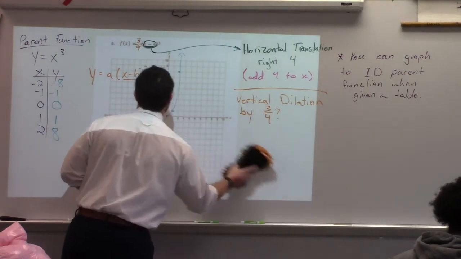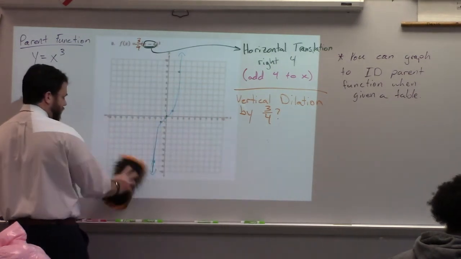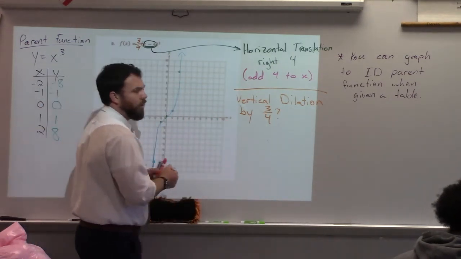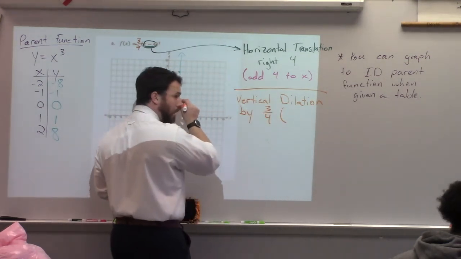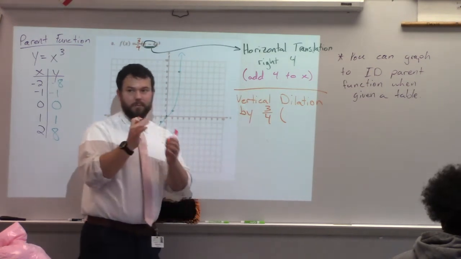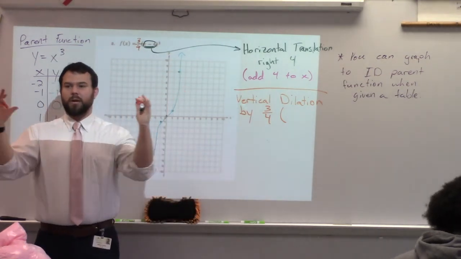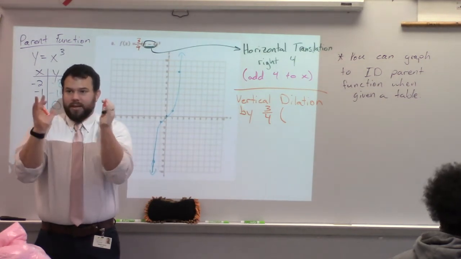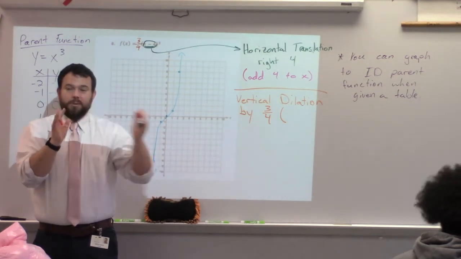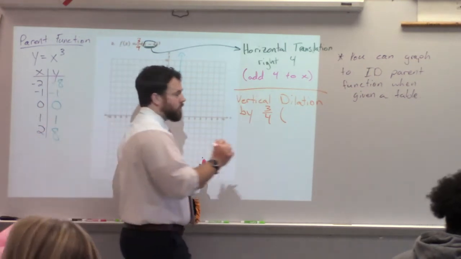So, vertical dilation by what? 3/4. Would I call that a compression or a stretch? Stretch. Remember, a stretch means it gets bigger. Compression means it gets smaller. Would it be a compression? Compression. If I multiply by 3/4, it's going to get smaller. That number's between 0 and 1, isn't it?